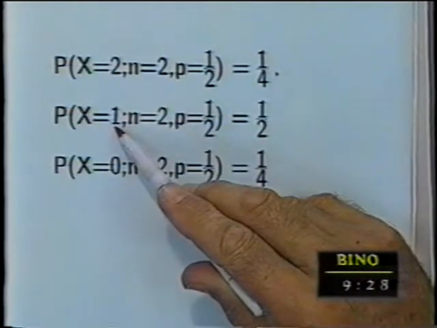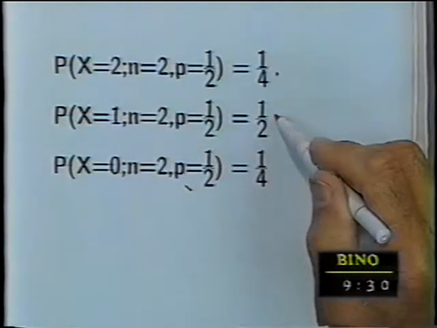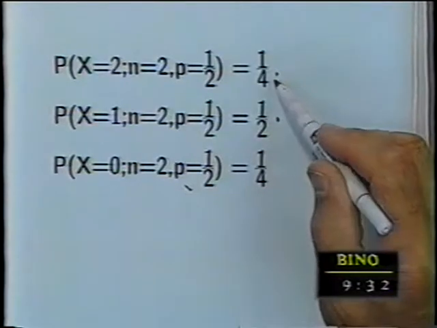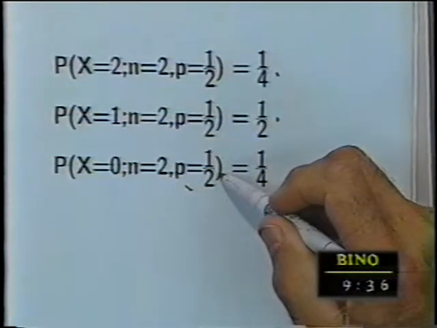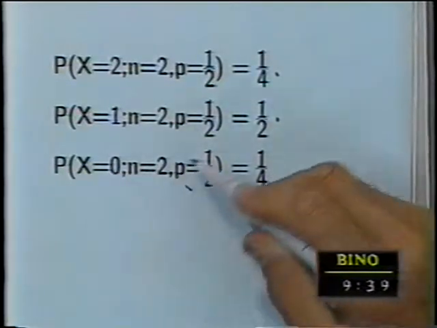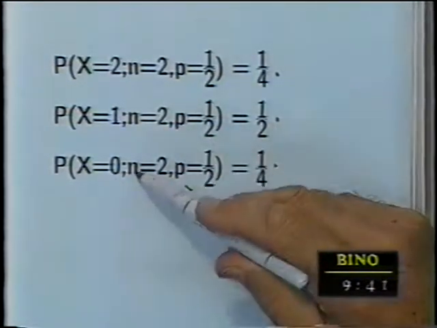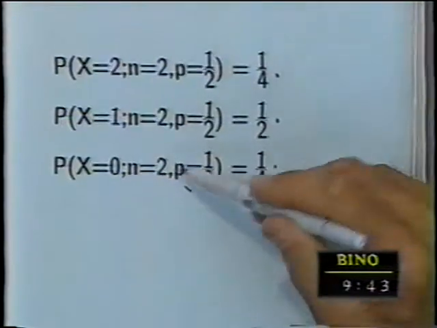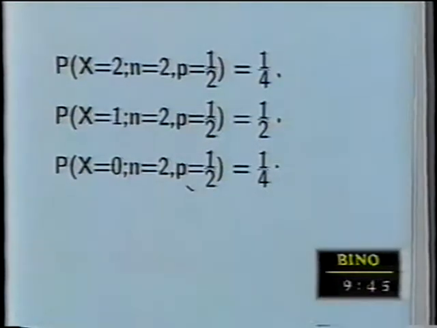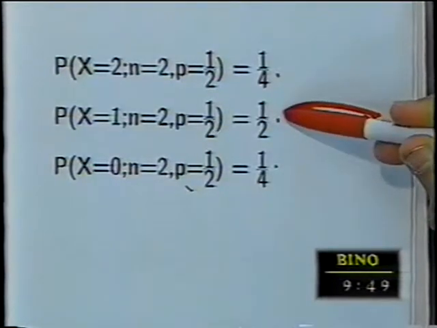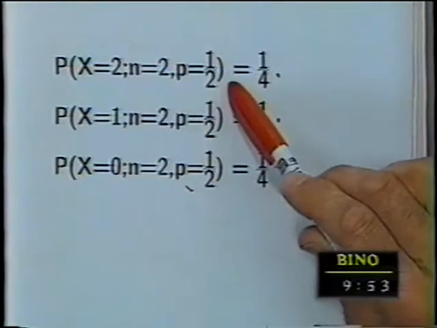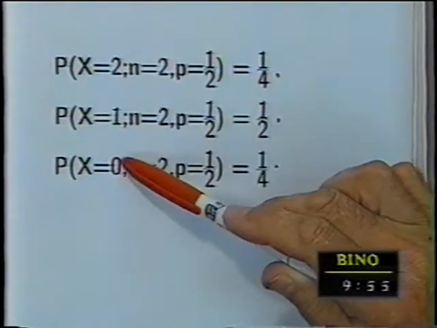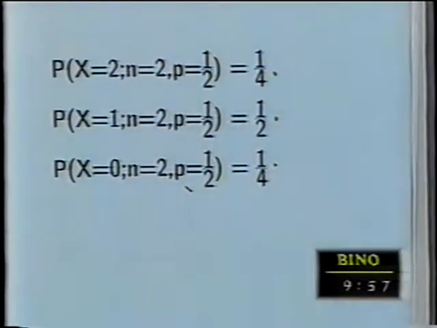What's the chance I'll have exactly 1 girl? 1/2. Half the time I'll have exactly 1 girl. 1/4 of the time I'll have 2 girls. And what are the chances of having no girls? Well, 1/4 of the time I'll have no girls, no successes in 2 tries, when each success has probability 1/2. So it doesn't have to have anything to do with coins. Anytime we have a dichotomous situation where n is 2 and p is a half, there are only 3 possible x values, and here are the probabilities.